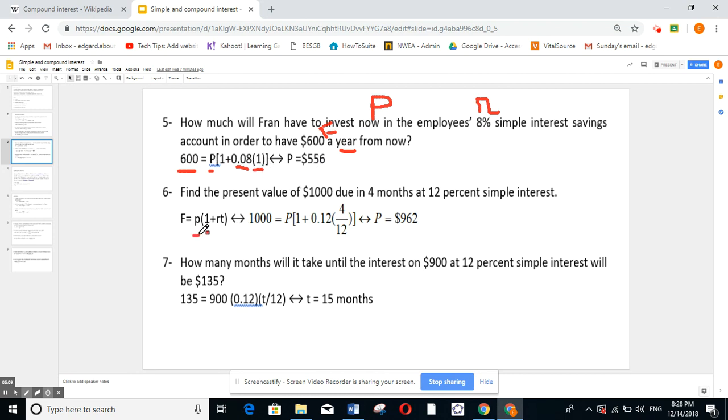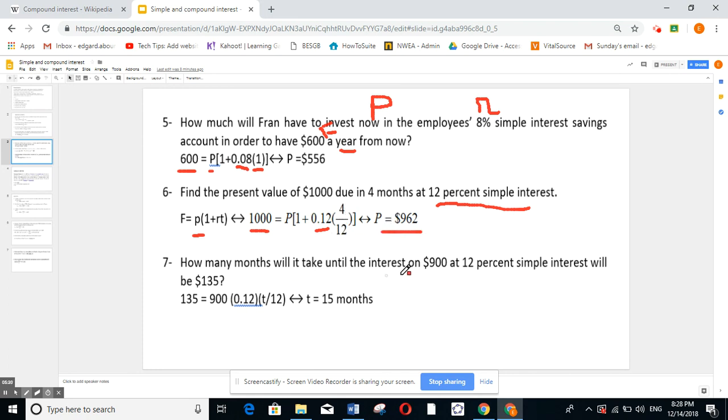Find the present value. They gave us that you want to get $1,000 after 4 months. The interest is 12% simple. So since it's simple, I use future equals P times 1 plus R times T. For 4 months, because for months we divide T by 12, you're going to get 962.